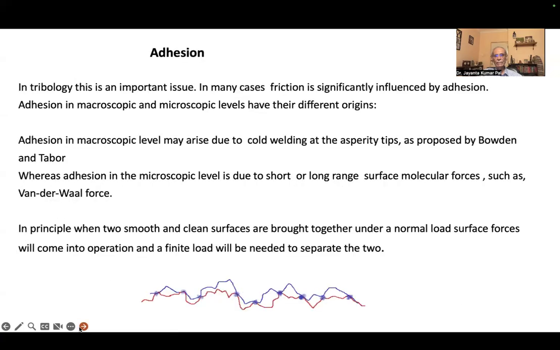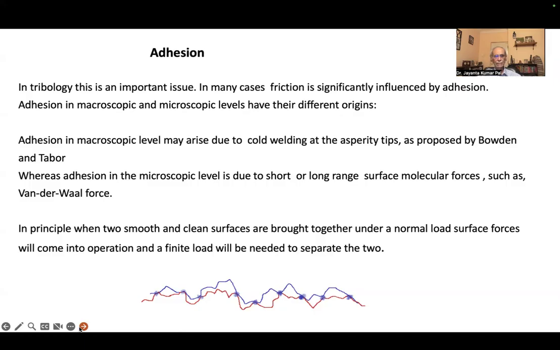Now we look at the adhesion in a little more detail. In tribology, adhesion is a very important issue. Friction and many other phenomena, where uneven lubrication, are affected or influenced by surface energy to a great extent. Adhesion at macroscopic and microscopic or nanoscopic levels have their different origins.